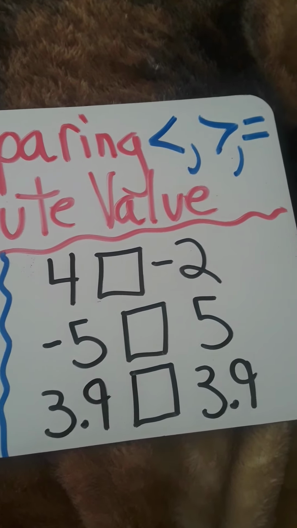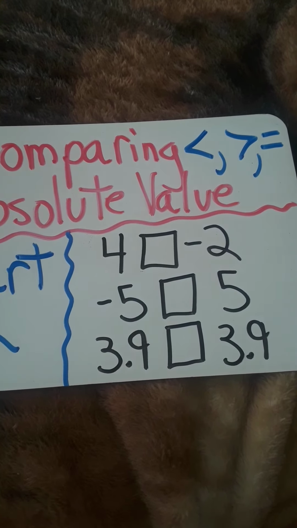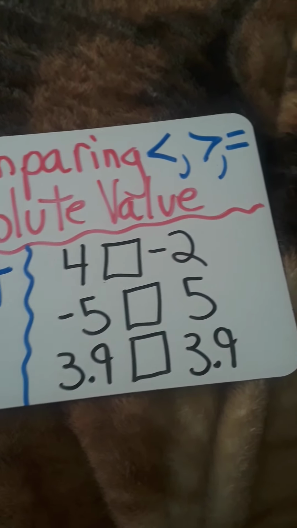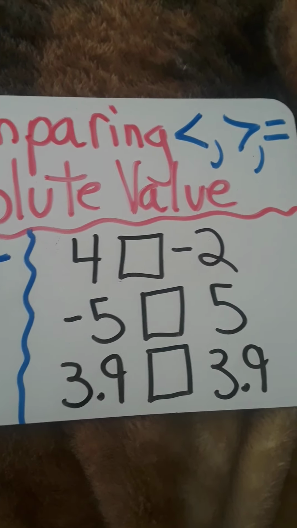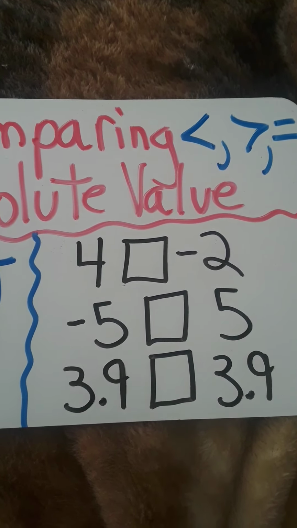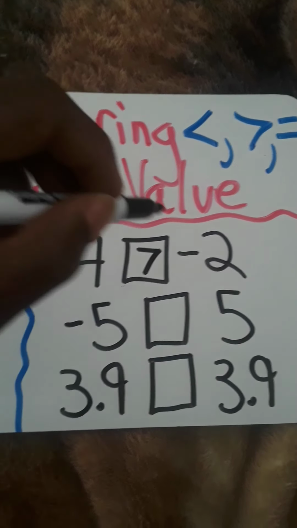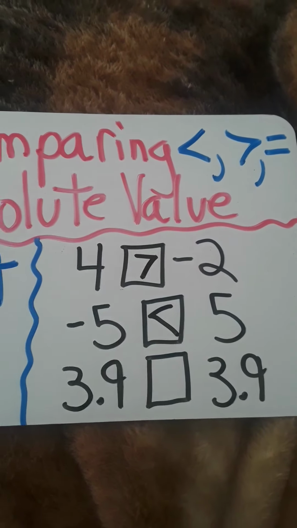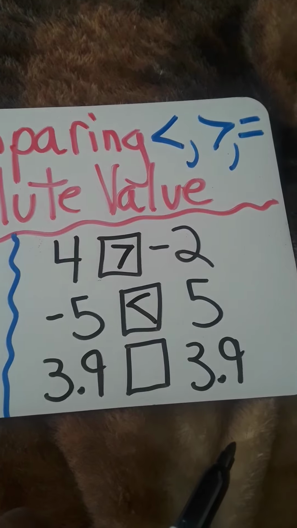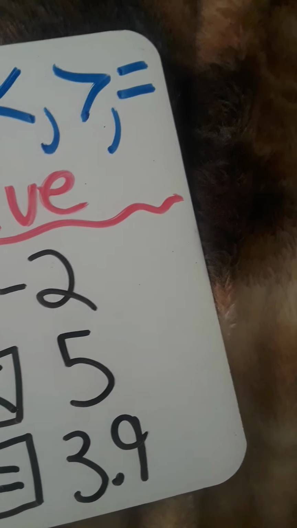Notice, on part 1, you saw the absolute value symbols. Part 2, you don't. Because once you find absolute value, it's just about, do you know what's greater than or less than? +4 is greater than -2. You got to know the symbols. -5 is less than +5. And then once we drop the absolute value symbol, both are positive, so 3.9 is equal to 3.9.